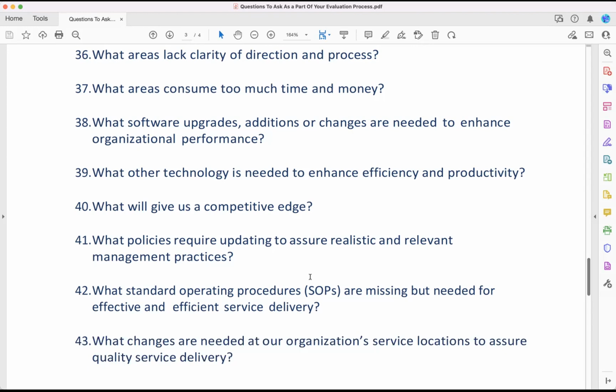Something else you want to think about is what policies require updating to assure realistic and relevant management practices. We talked about this earlier in terms of policies you want to have and different procedures you might have. What needs to be updated to make sure you have realistic and relevant management practices? That takes into consideration not only what you have to do for program development, program execution, and service delivery, but also management.